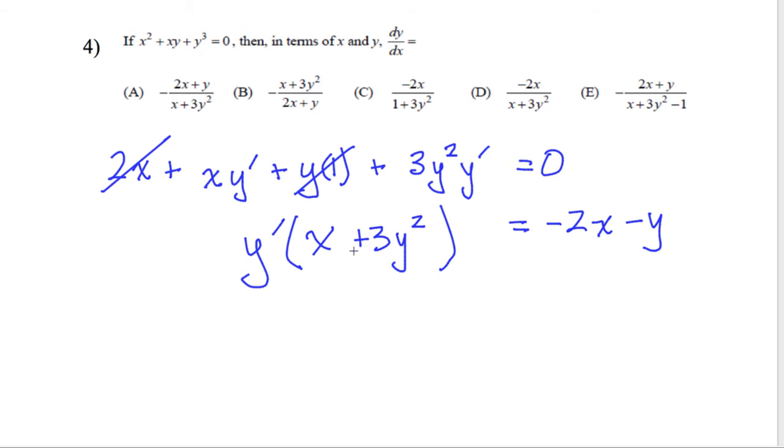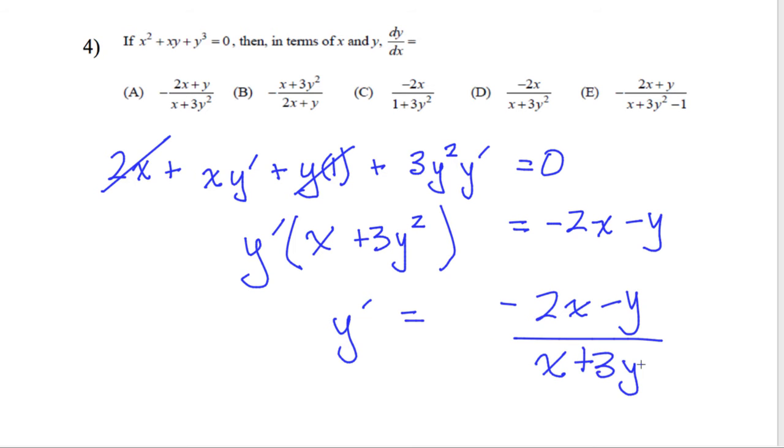Then I'm going to divide both sides by x plus 3y squared, and I get y prime is equal to that same thing on the right, 2x minus y, all divided by this x plus 3y squared. Is that one of these things? They factored out a negative, it looks like here, and there it is. Yeah, you can factor out the negative here, and that negative will turn positive. Positive, negative is on the outside, and that's how they factored out the negative. Questions on that?